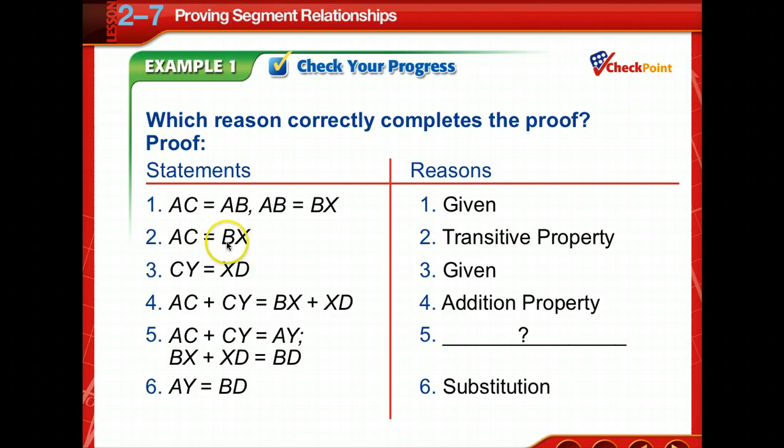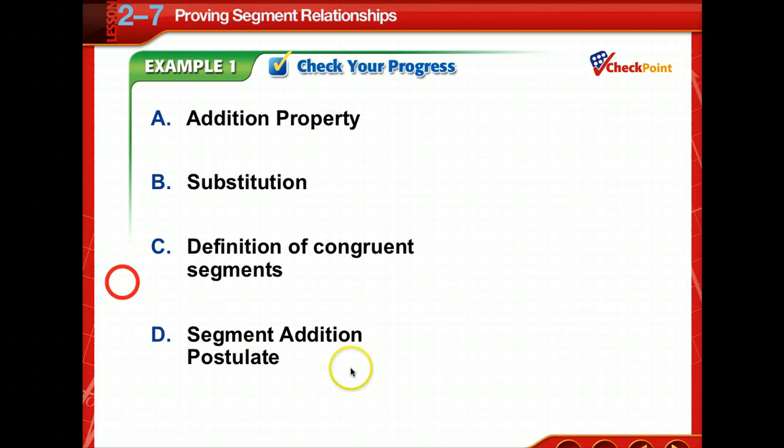Okay, since AC is equal to BX, and AC plus CY is equal to BX plus XD, we're adding the same quantity. We're adding AC here and BX here to CY and XD. Here's CY, here's XD. To this side we're adding BX, to this side we're adding AC. So in essence we're adding the same quantity to both sides of this equation. So it's the segment addition postulate.